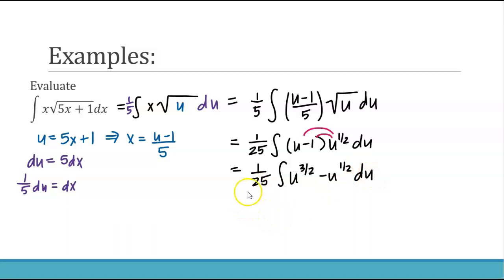And I know you're thinking, we're not even done yet, because we're not. We still have to take the antiderivative. So 1 over 25 is going to stay in front, and I'm going to keep parentheses here.